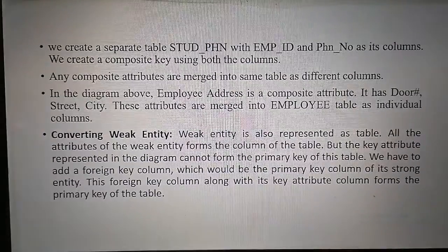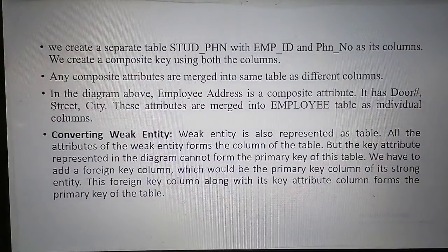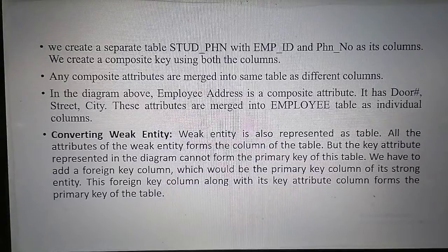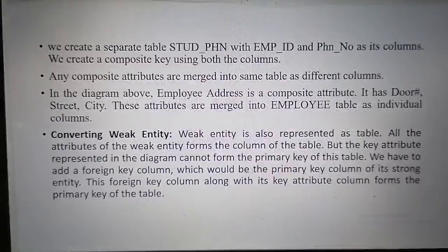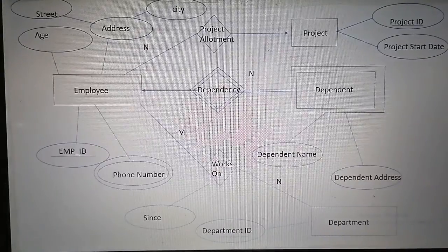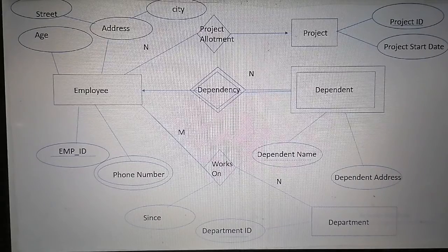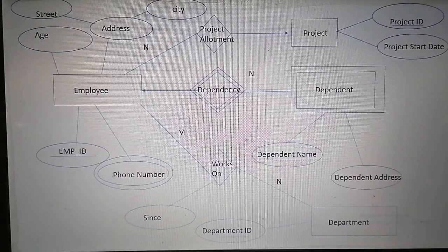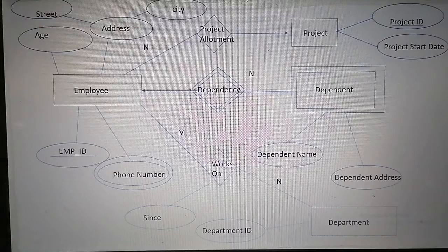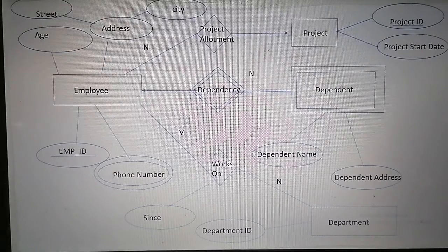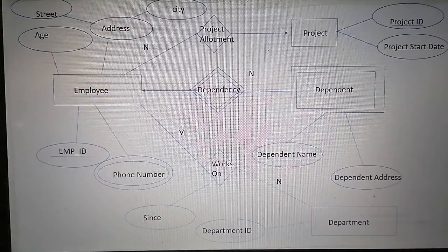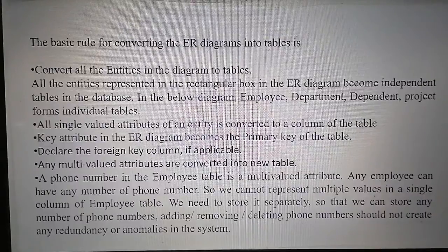If there is any composite attribute in the ER diagram, then we will create a column for every attribute of the composite attribute. As you can see here, address is a composite attribute and its attributes are street and city. So we will make columns for street and city as well, but we will not create any column for the address here.